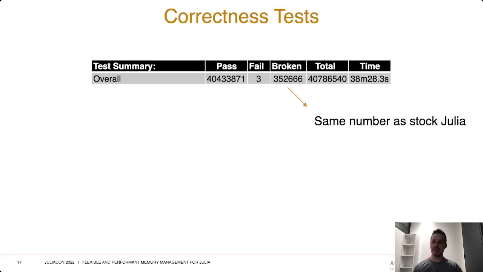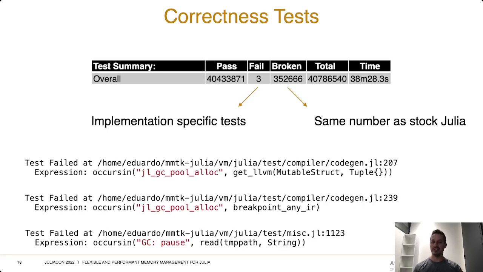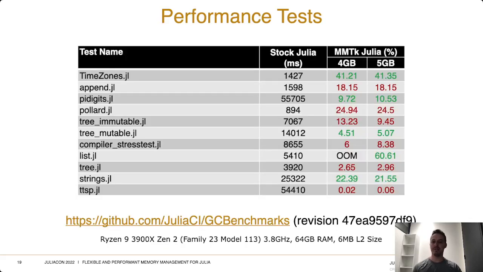Our main goal has been to try to get this right first, that is, having a correct implementation of Julia's GC using MMTK. In terms of the correctness tests, we are able to pass almost all tests. And as you can see, the number of broken tests that we have are the same ones as you get with the stock Julia. The other tests that fail are tests that are specific to Julia's GC implementation. So for instance, tests that expect particular function names or that the GC will produce some debug information when it's executed. In terms of performance, we have some initial results.